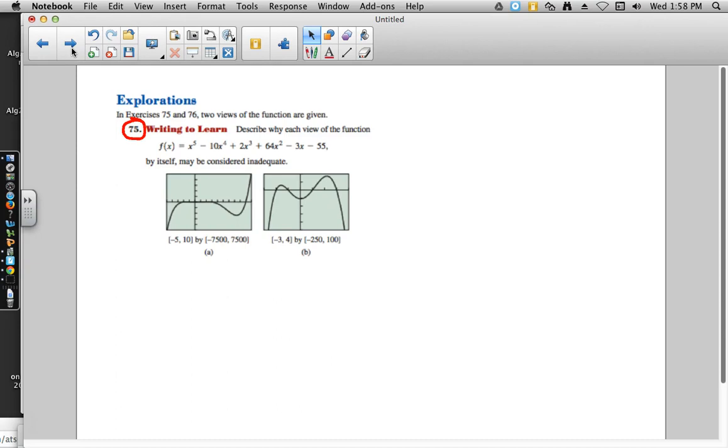Number 75 says, writing to learn. Describe why each view of the function by itself may be considered inadequate. So let's take a peek. I'm looking at A, and I see that this is a 5th degree polynomial, and I really only see 1, 2, 3 crossings. There's 2 more in there. I just can't see them with this window. So this one is inadequate because we don't see all of the zeros.